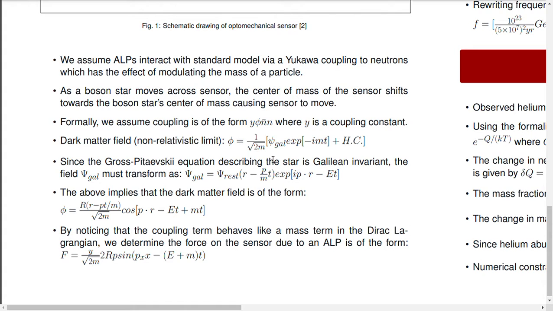Since the Gross-Pitaevskii equation describing the star is Galilean invariant, the field psi gal must obey this transformation law. Then combining the two above equations, this implies that the dark matter field must be of the form shown here. And then by noticing that the coupling term behaves like a mass term in the Dirac Lagrangian, we determine that the force on the sensor due to an ALP boson star is of the form shown here.